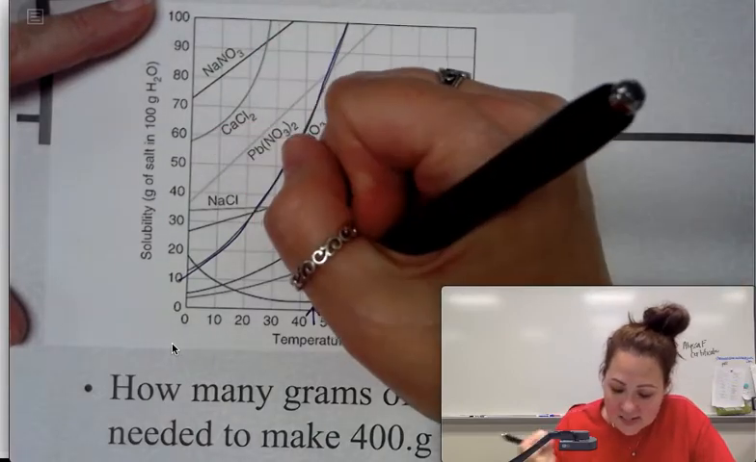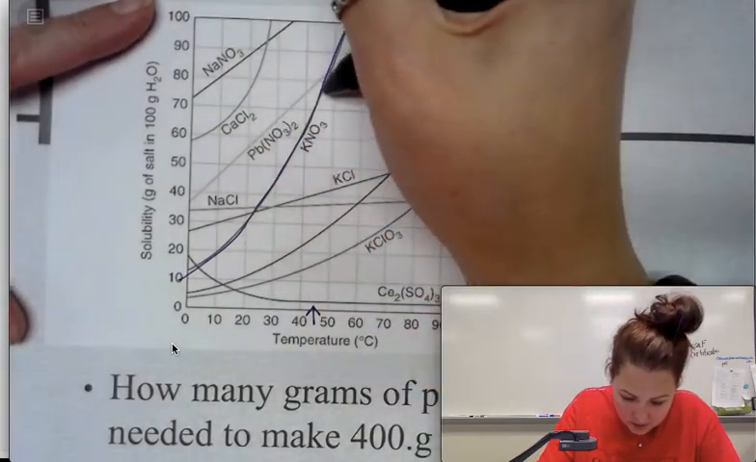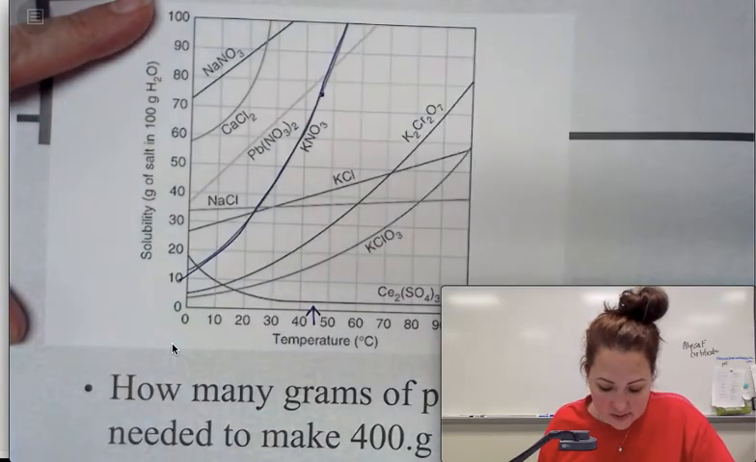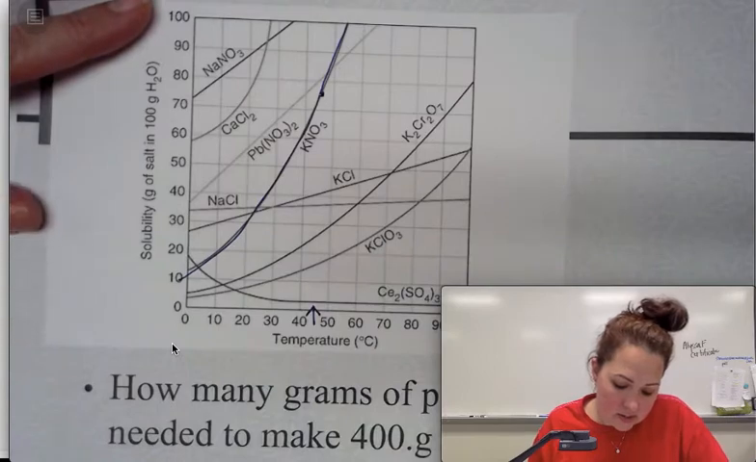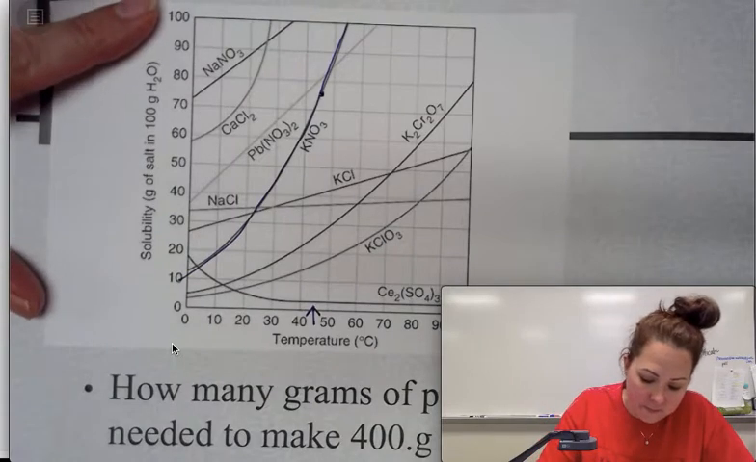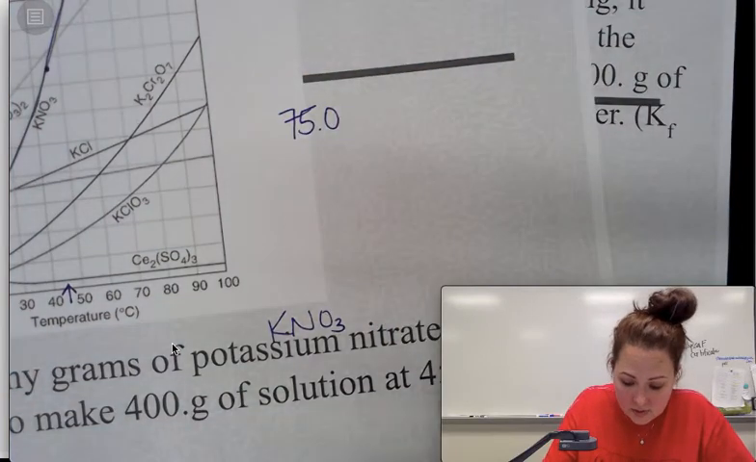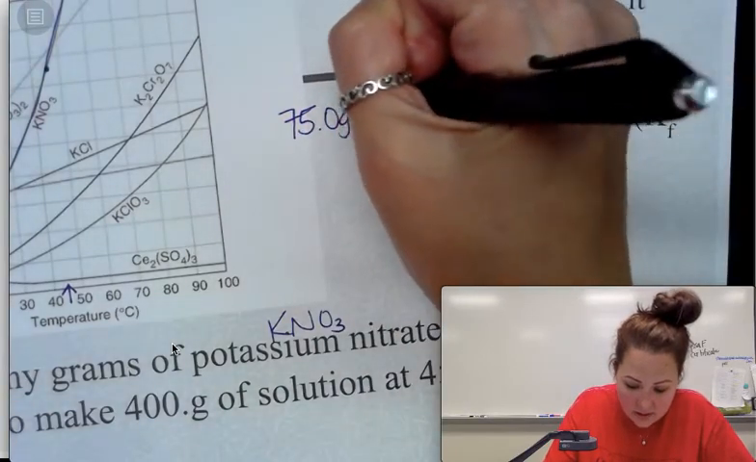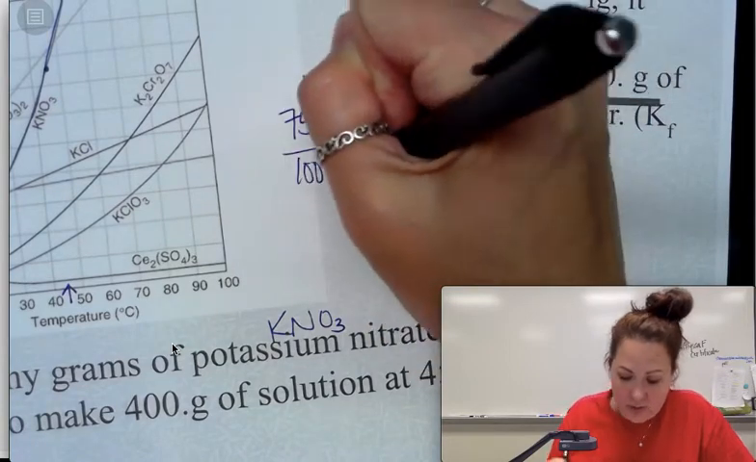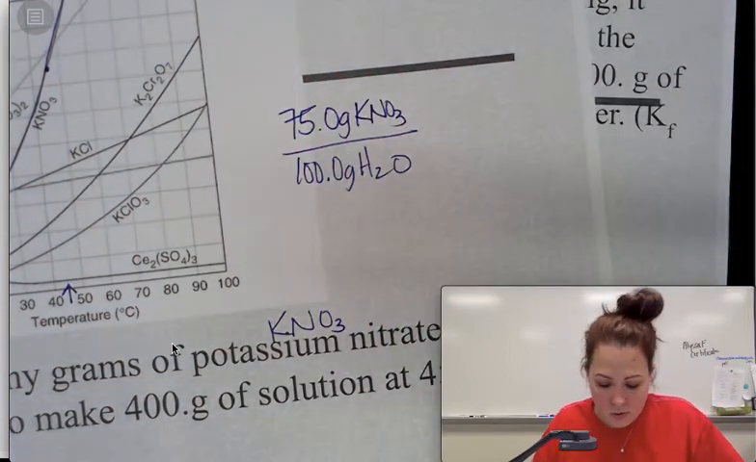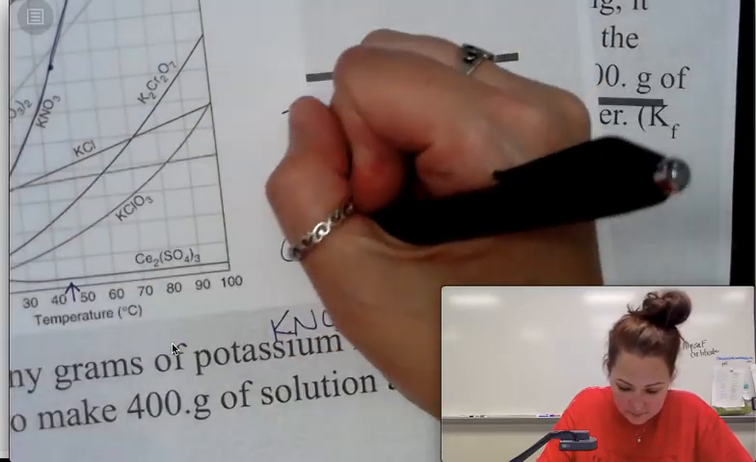So as far as my solubility goes, my solubility occurs right here for 45 degrees Celsius where it crosses the line. So this says that's about 75.0, because you always put the 0.0, grams of KNO3 dissolve into 100 grams of water to make a saturated solution. So that's what I read off of the graph. So this part came from the graph.